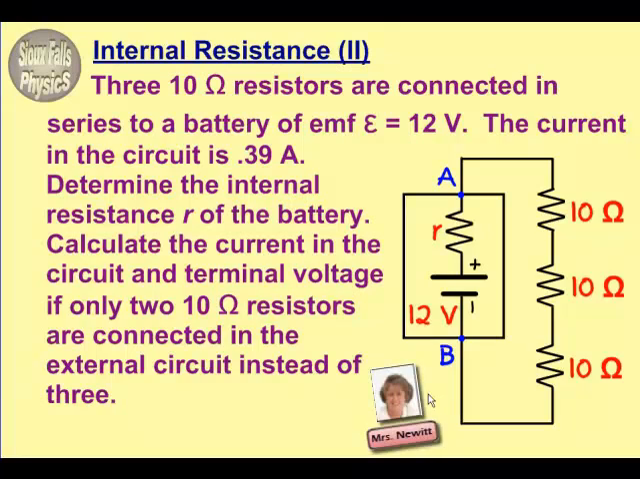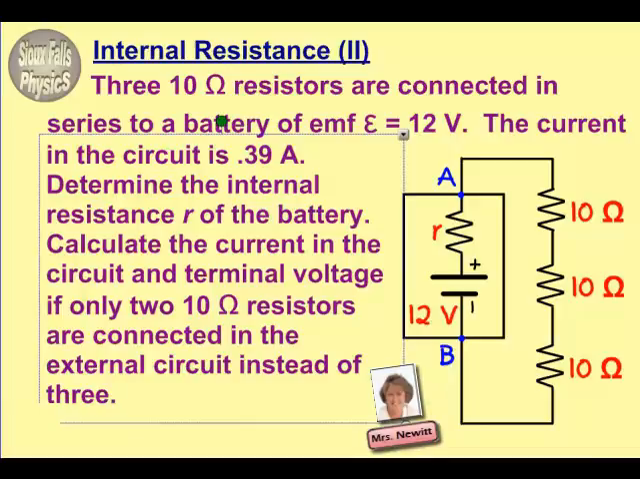Sioux Falls physics teachers looking more at internal resistance. In this case we have 3 10 ohm resistors connected to the battery, which has an EMF of 12 volts, and this produces 0.39 amps of current.